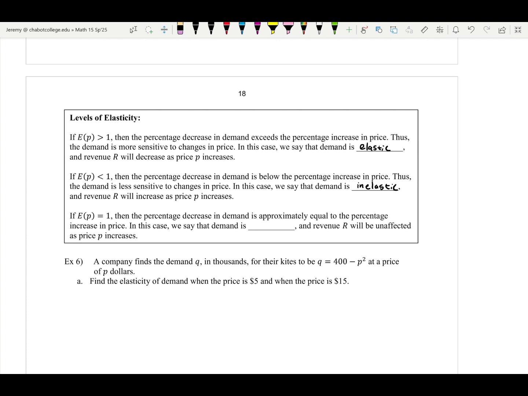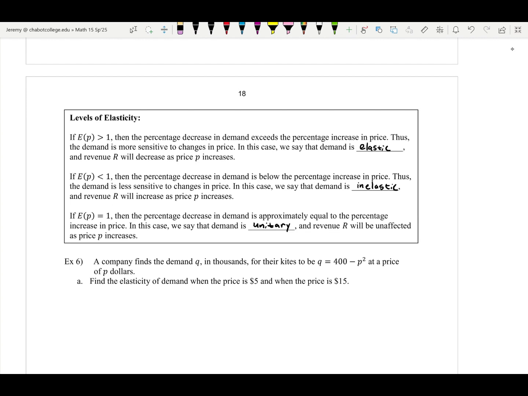So it would make sense to try to get our elasticity function, our E of P, to be equal to 1. Okay, because in this case, the percentage decrease in demand is approximately equal to the percentage increase in price. And in this case, we say that demand is unitary, or sometimes we say of unit elasticity. And revenue R will be unaffected as the price P increases. Okay, so we're trying to achieve this generally.